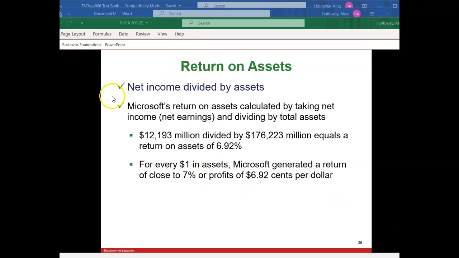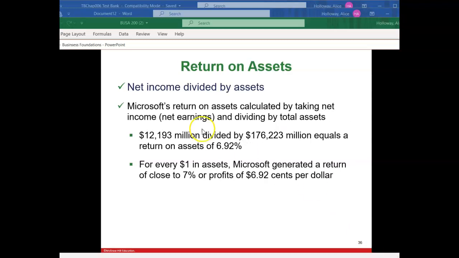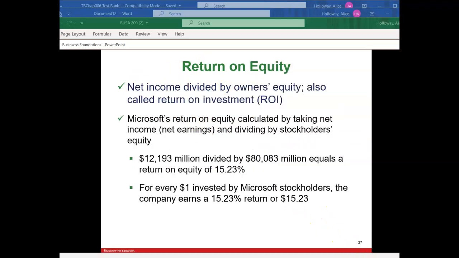Return on assets. Net income divided by assets, which is different than the one we just talked about, which is more focused on the profits. So that one is net income divided by the sales. This is return on assets. Net income divided by the assets that you have. Remember what an asset is.